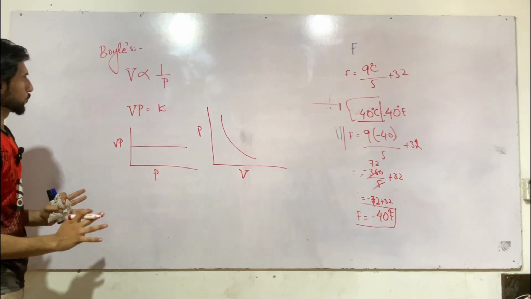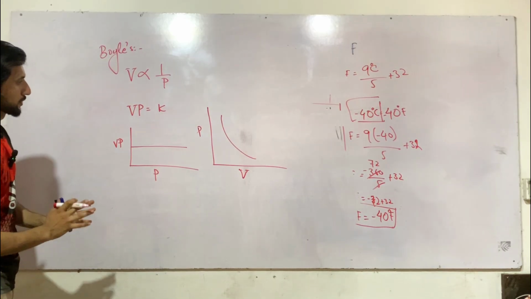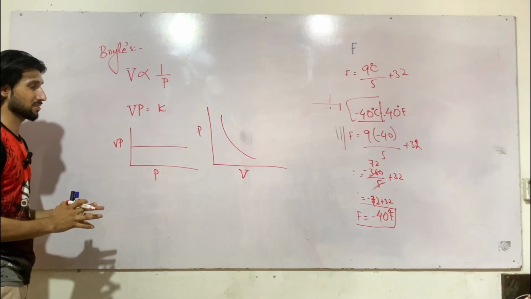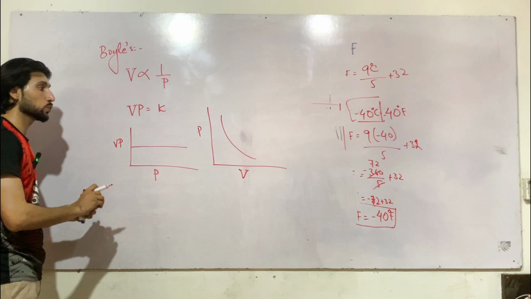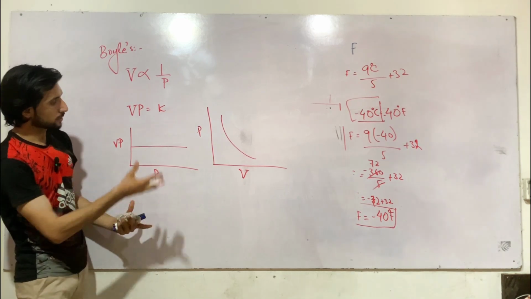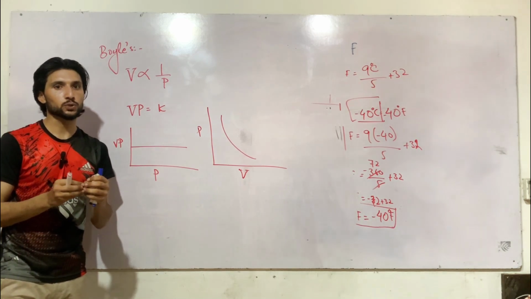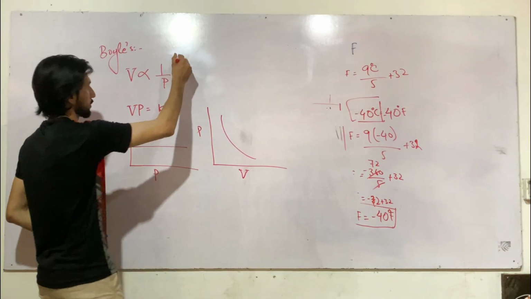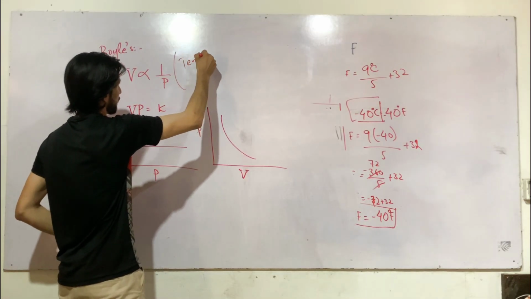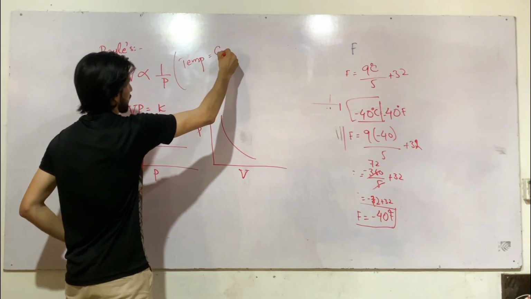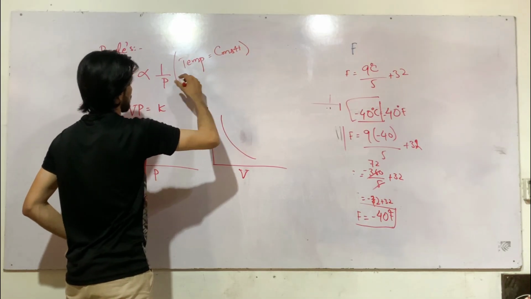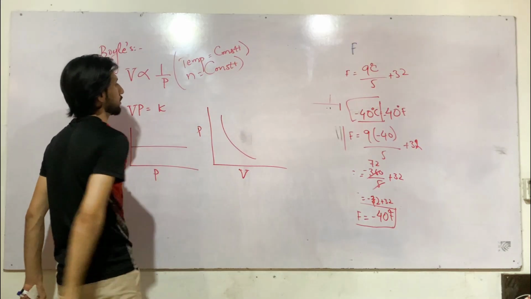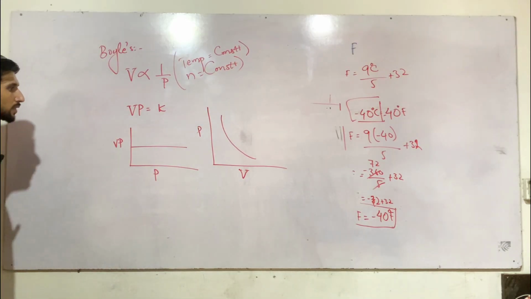All he was doing in this case, he was not changing the amount of substance, the amount of gas was constant, and the temperature too. So in all these calculations, he made sure that the amount of substance and temperature of the gas remained constant. So temperature was constant, and also number of moles. There were two constant values.